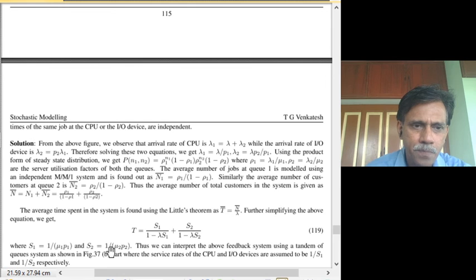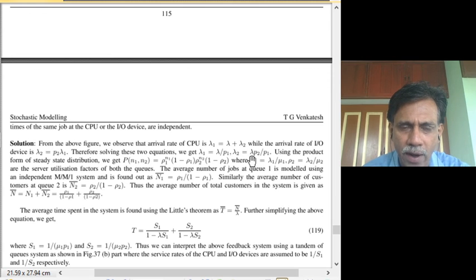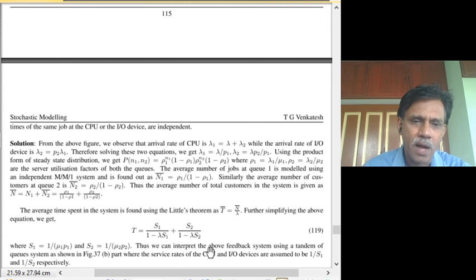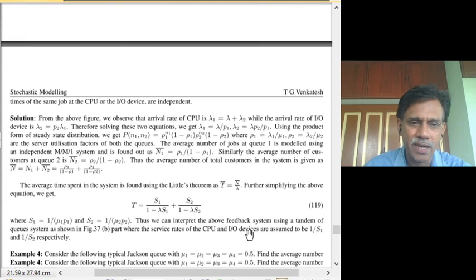Similarly here, lambda into S2 is lambda, this is wrong actually, you have to find it using this one. So S2 is nothing but lambda 2, that is lambda into P2 by P1. You can consider that an effective arrival rate to each of these systems and consider them to be a tandem of two queues. That is an equivalent representation.